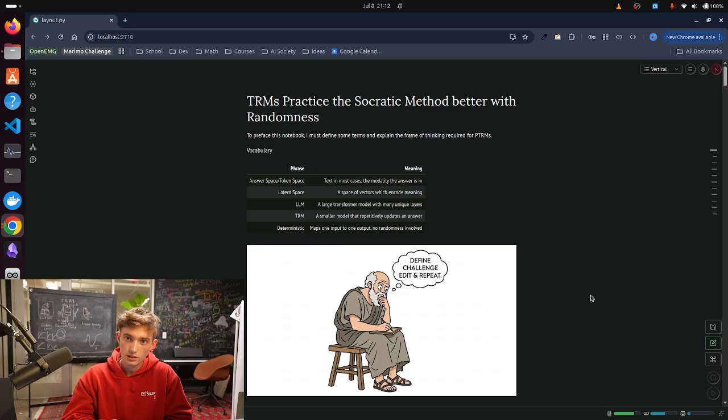So two things I'm going to define. Latent space, that is a vector that encodes things internally that the model has, like it represents something. And deterministic: a deterministic algorithm takes one input to one output. A non-deterministic algorithm is random, so you get one input and you can get multiple outputs out of that.